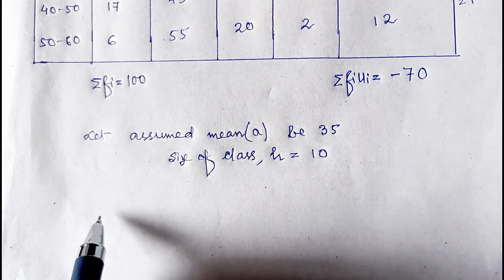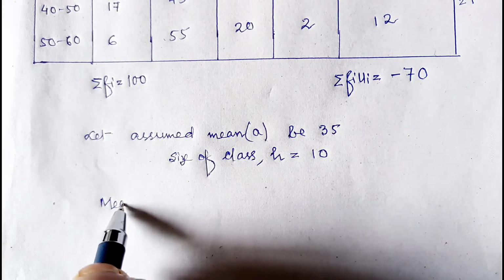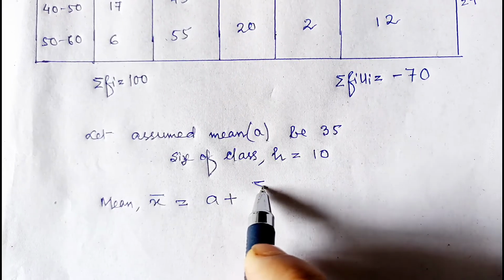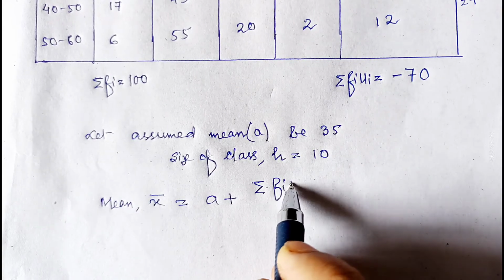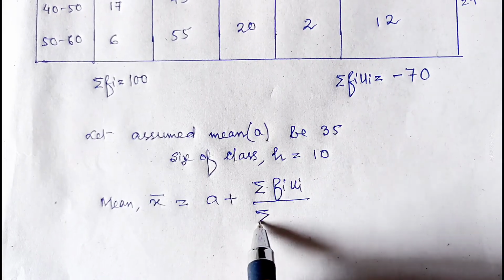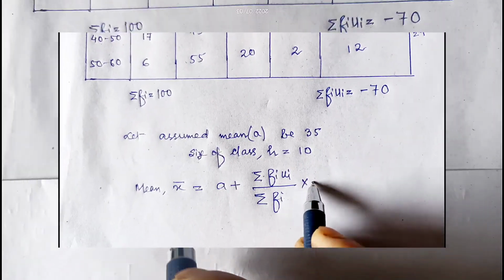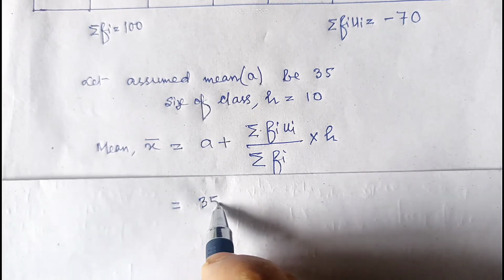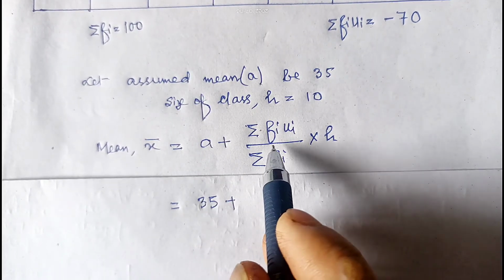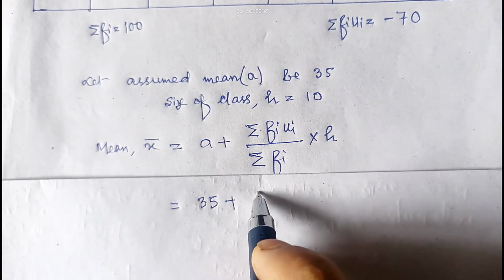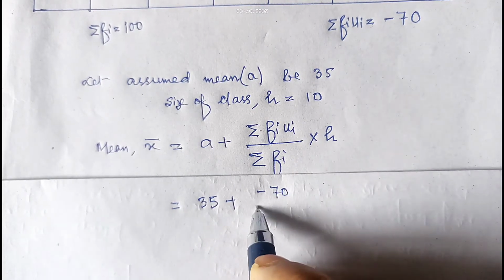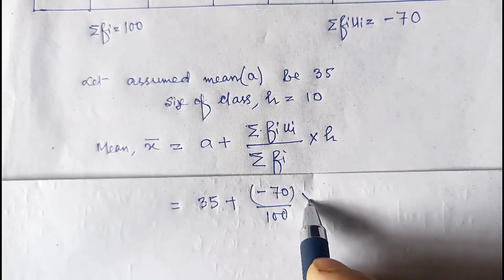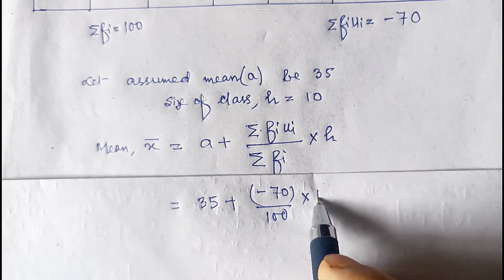Now we have to use the formula for mean. Mean symbol is x bar equals A plus summation fi ui divided by summation fi, into h. Here we have assumed A to be 35, so here it will be 35 plus summation fi ui, we got minus 70, so here it will be minus 70 divided by summation fi, we got 100, so it will be 100 into h. h is how much? h is 10 here in this sum.